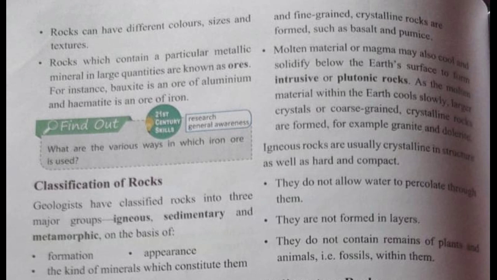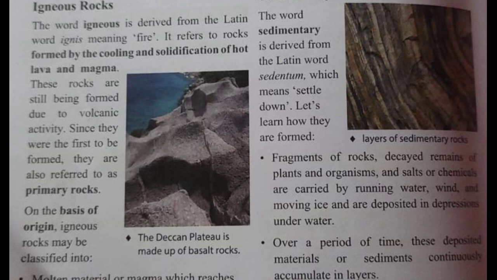For example, the Deccan Plateau is made up of igneous rocks and metamorphic rocks, while the Himalaya and northern plains are made up of sedimentary rocks. Types of rocks. The rocks are divided into three broad categories on the basis of their mode of formation. Number 1, igneous rocks.